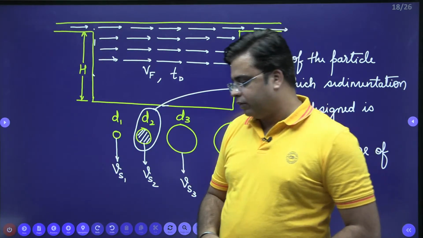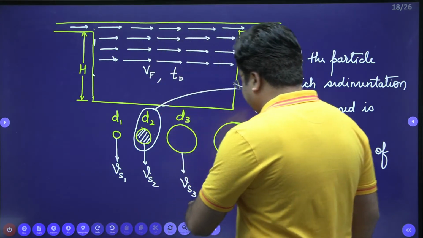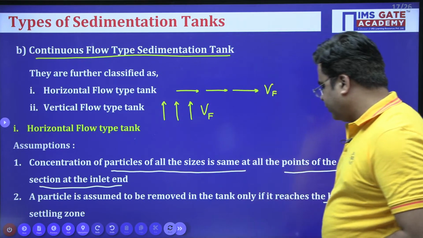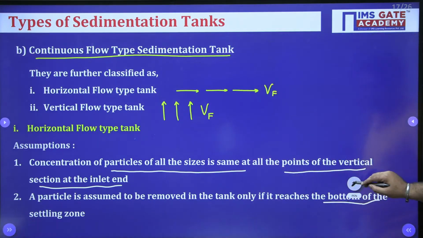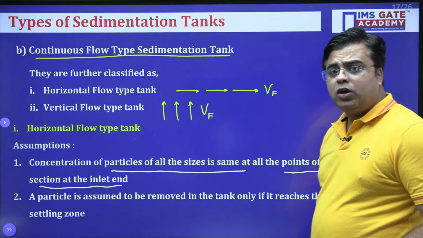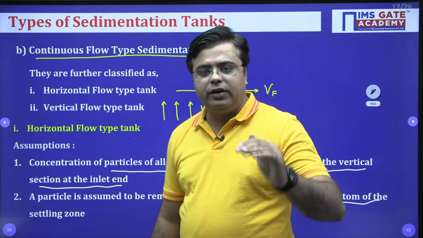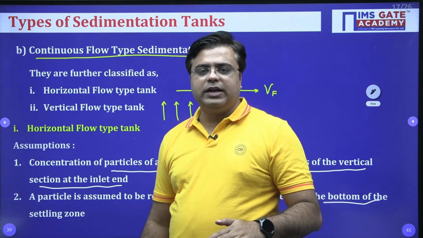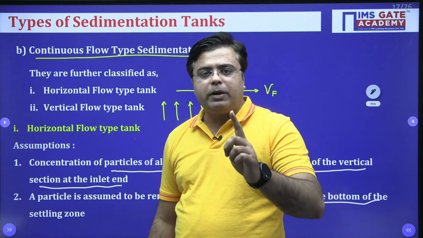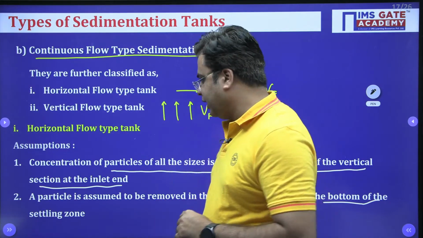Now, the second assumption is that a particle is assumed to be removed only if it reaches the bottom of the settling zone. It means only if the particle reaches the bottom of the settling zone in the given time, then that particle is assumed to be removed. I'll give you one example.